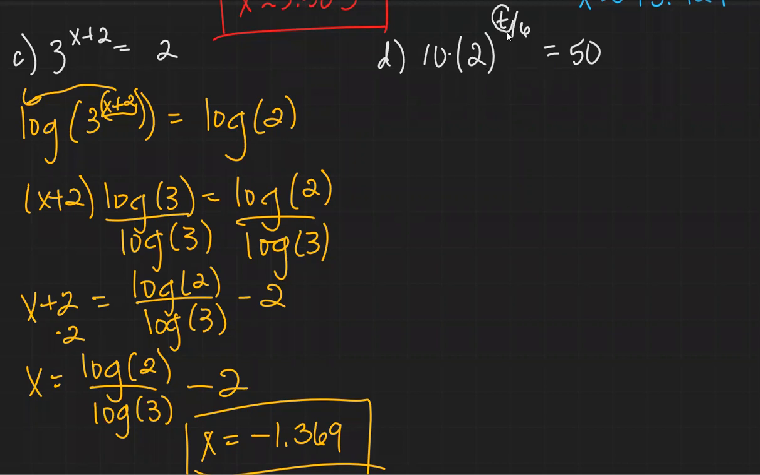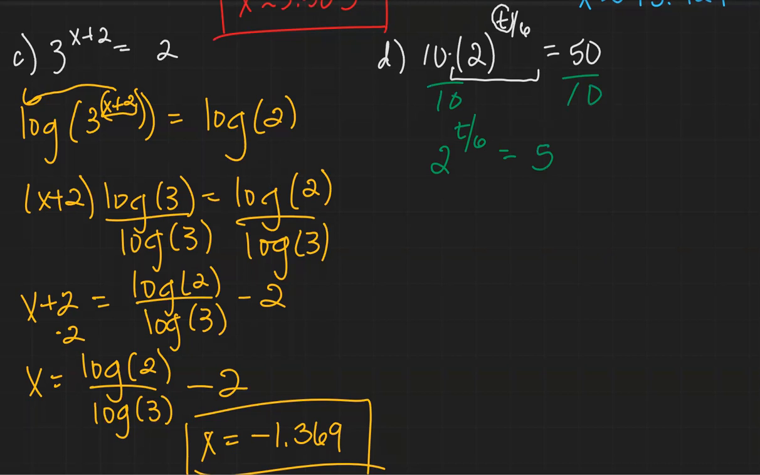That's our objective. But remember, we want to get the exponential piece by itself. Always get the log or exponential by itself first. How do we do that? Well, we're going to start by dividing by 10 on both sides. Okay, so 2 to the power of t over 6 is equal to 5.